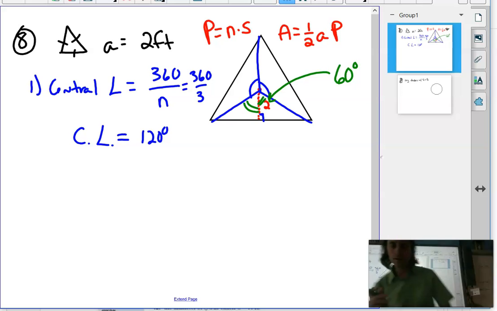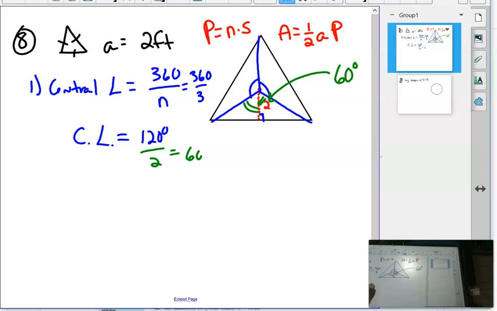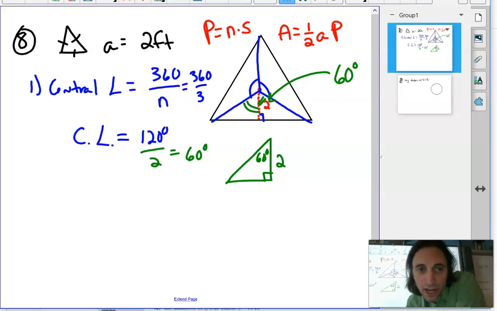Okay. Now, wait a minute. It's a 30, 60, 90 right triangle. So what you end up doing really is dividing that by 2 and you get 60 degrees. The next process is basically I'm going to take this triangle, looks like this. And my cheater shortcut method is I remember my rules about 30, 60, 90 triangles.